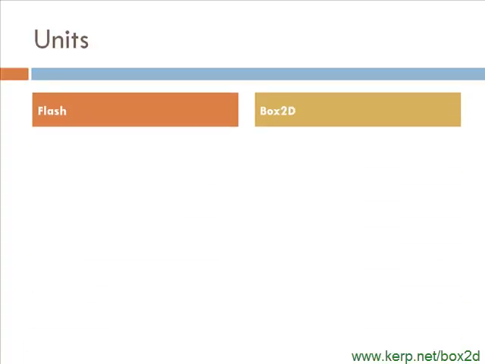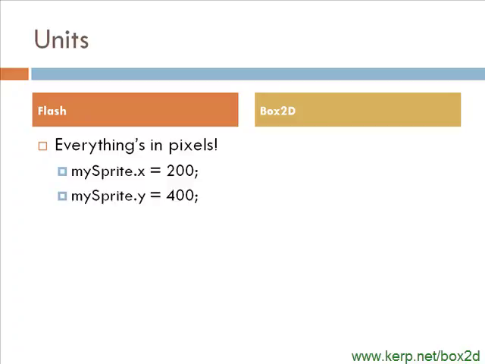So we've got Flash and we've got Box2D, and they both use units in different ways. In Flash, everything's in pixels. It's all about displaying objects on screen, and so obviously pixels makes the most sense for your units. You've got a sprite, the X is set at 200, the Y value is set at 400. That sprite's going to be at 200, 400 on screen.